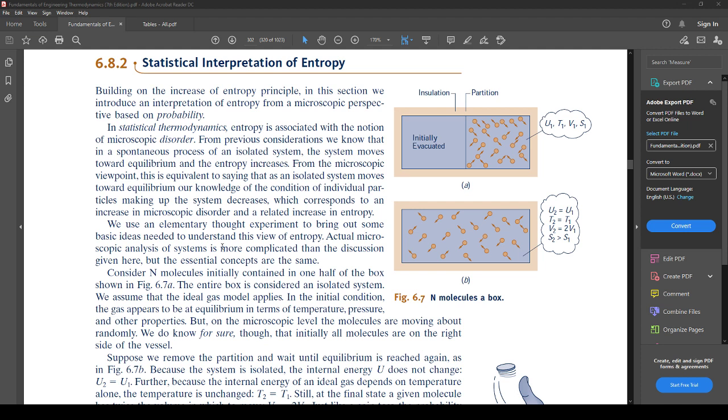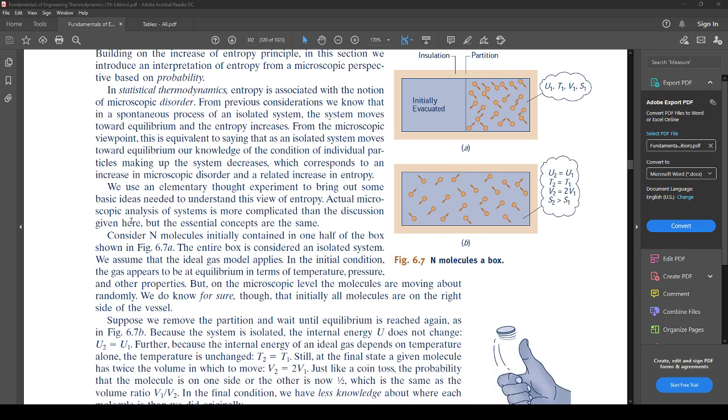Alright. So, it says, we use an elementary thought experiment to bring out some basic ideas needed to understand this view of entropy. Actual microscopic analysis of systems is far more complicated than the discussion given here, but the essential concepts are the same. Consider this figure. Consider n molecules, some amount of molecules in here, initially contained in one half of the box over here. There's a partition, it's blocking them. The entire box is considered an isolated system. We assume that the ideal gas model applies.